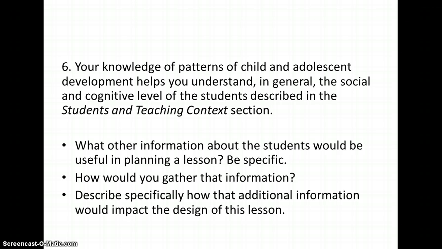So there are 3 parts to this question. Be sure you include all 3 parts in your answer. I'm going to read each part. What other information about the students would be useful in planning a lesson? Be specific. How would you gather that information? And describe specifically how that additional information would impact the design of this lesson.